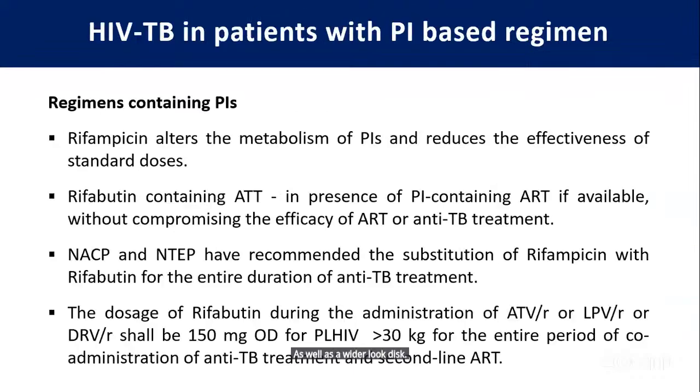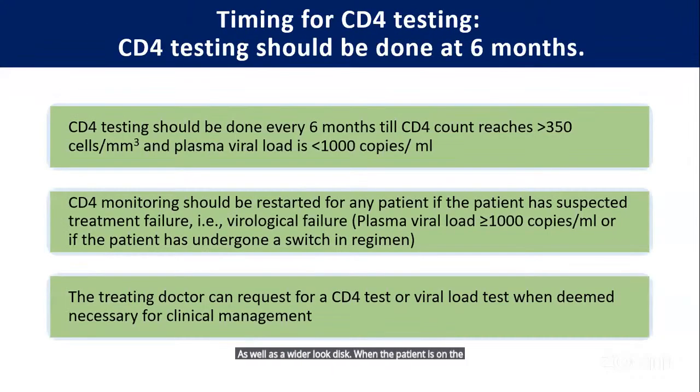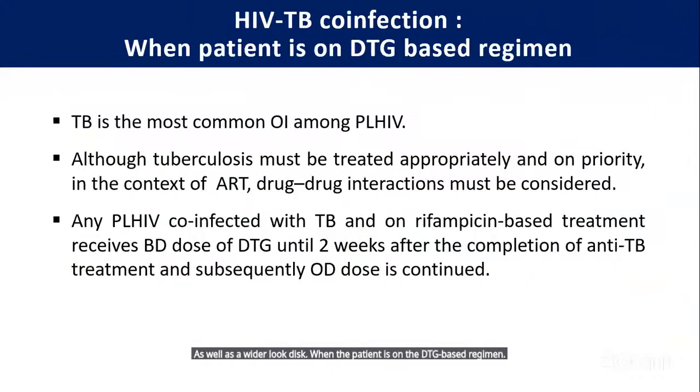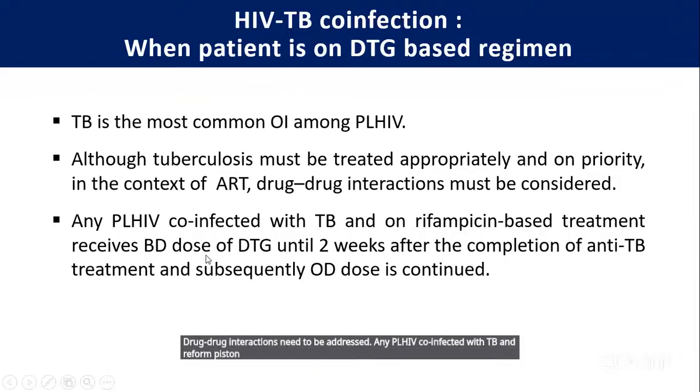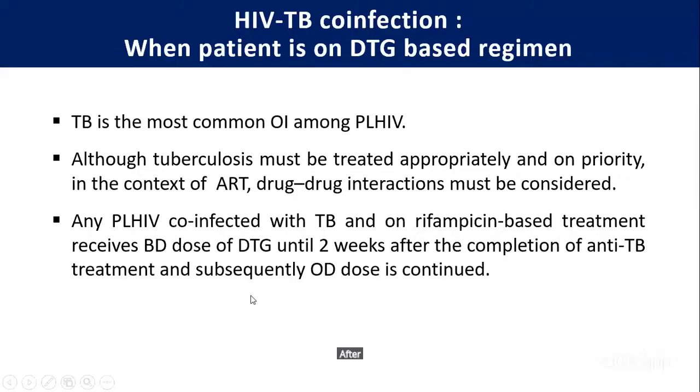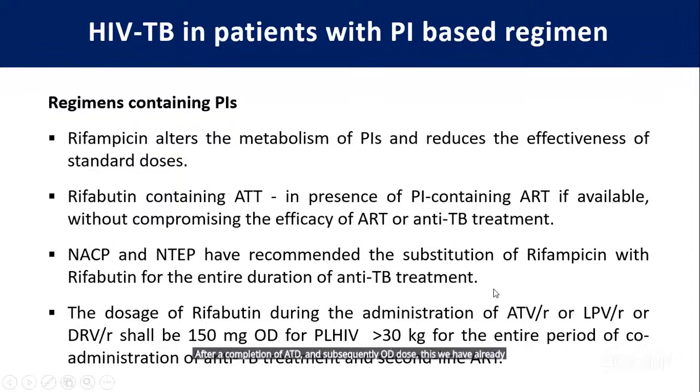When the patient is on the DTG based regimen, TB is the most common Y amongst PLHIV. Although TB must be treated appropriately and on priority in the context of ART, drug-drug interactions need to be addressed. Any PLHIV co-infected with TB and on rifampicin-based treatment receives BD dose of DTG until 2 weeks after completion of ATD and subsequently OD dose. This we have already discussed.